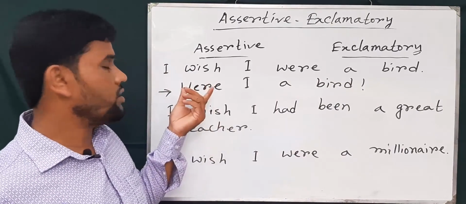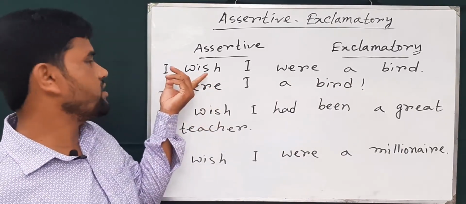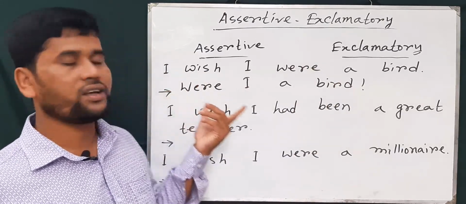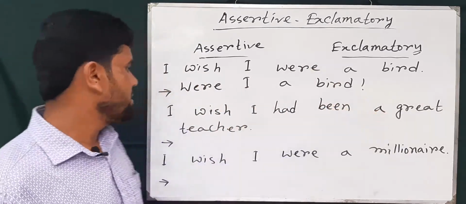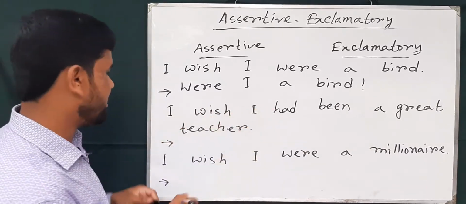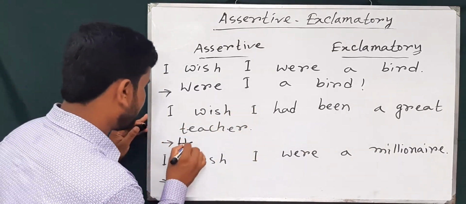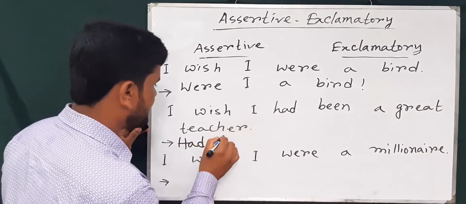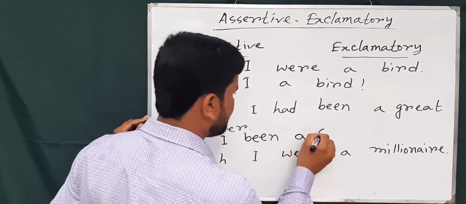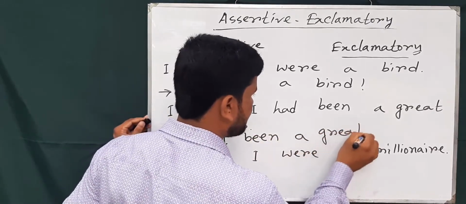Or we can use if instead of subject plus wish. If I were a bird, then here you see subject plus wish plus subject and had. If we find had, we can use had directly, and then subject, had I been a great teacher.